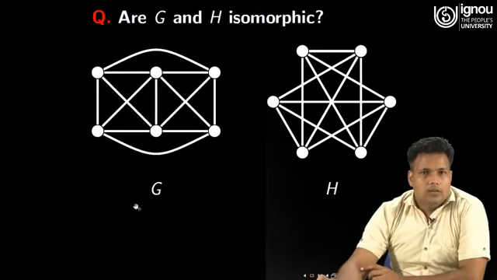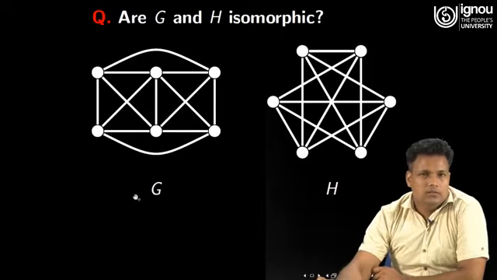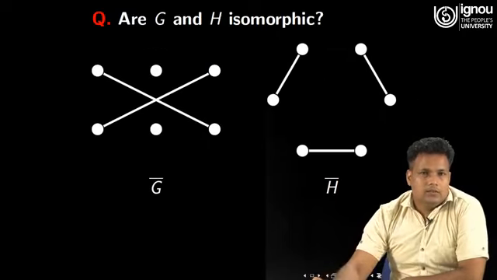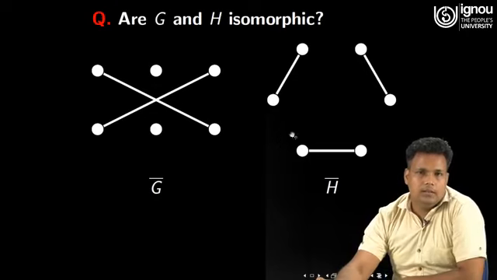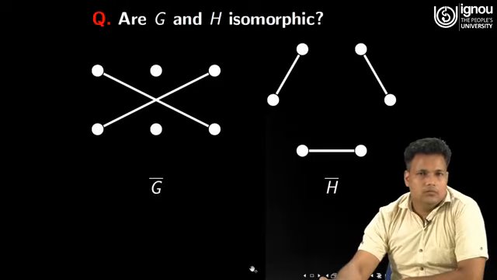So just consider these two graphs G and H shown here. Are G and H isomorphic? You can see that there are too many edges in G and H. So let's draw their complements. The complements are shown here. G bar has just 2 edges, whereas H bar contains 3 edges. So this shows that G bar is not isomorphic to H bar, and therefore by the theorem we have just proved, G is not isomorphic to H.